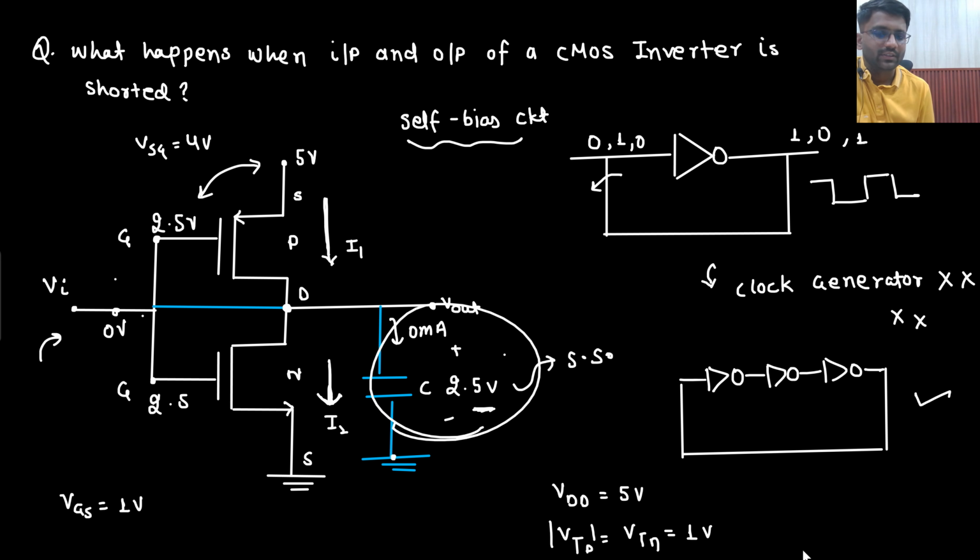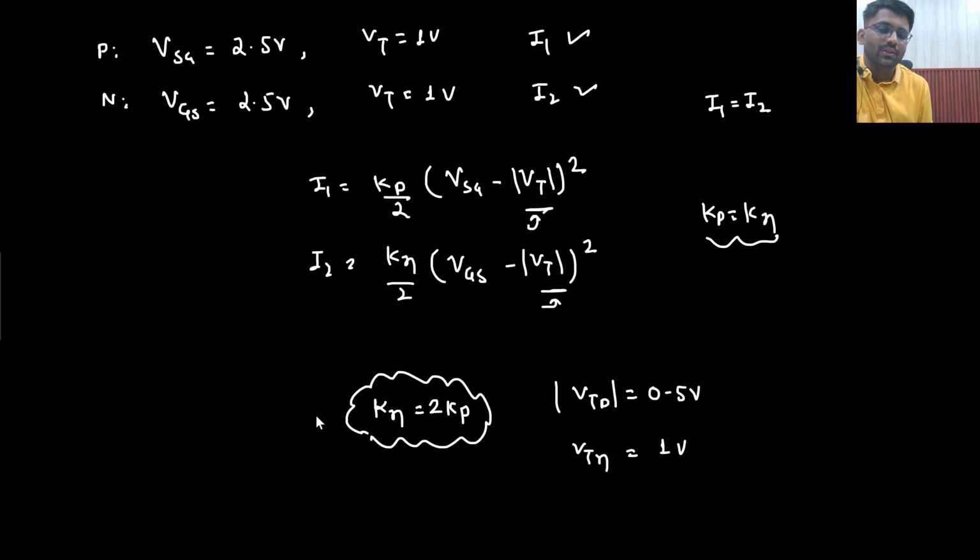What will be the steady state voltage? So how will you find out? Steady state will be the time when the capacitor starts driving 0 ampere current. What does that mean? That means the current in the PMOS and the current in the NMOS is the same. This current is equal to this current. That will be the steady state, no? So the steady state is when the current in the PMOS equals the current in the NMOS.